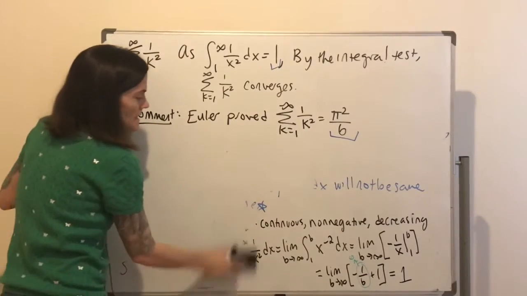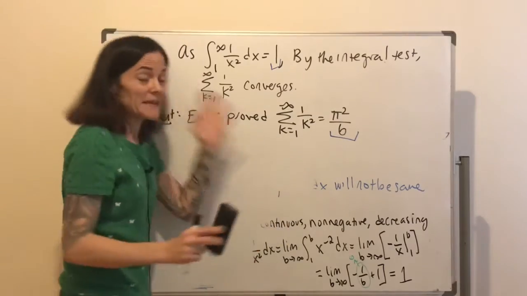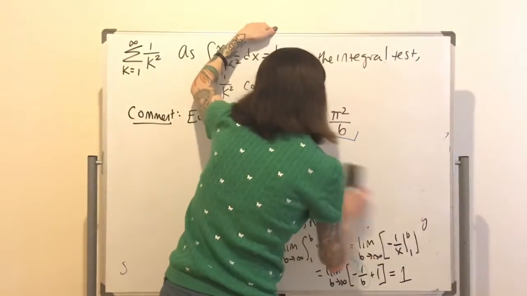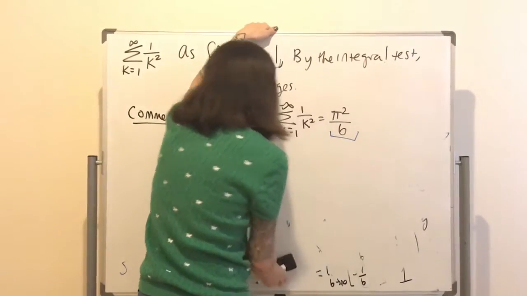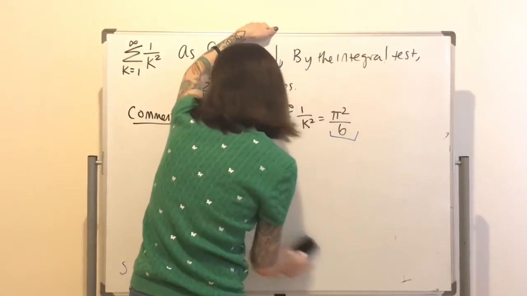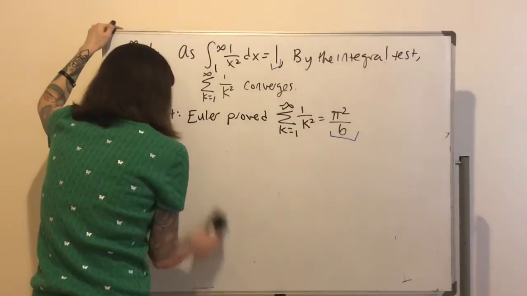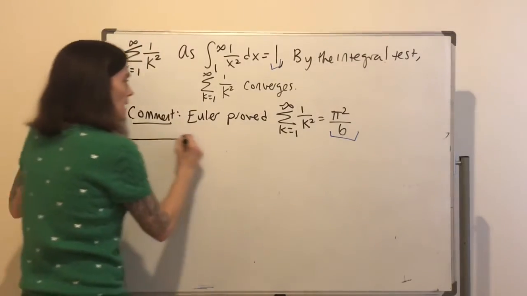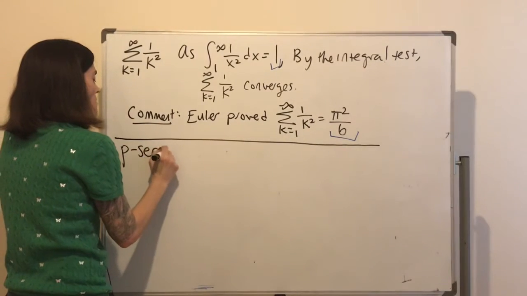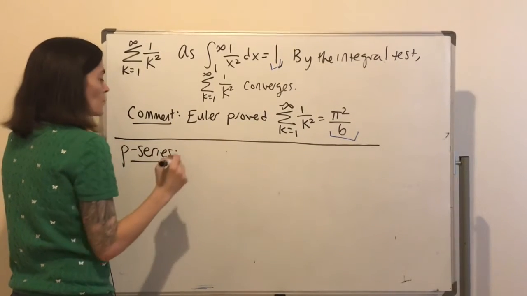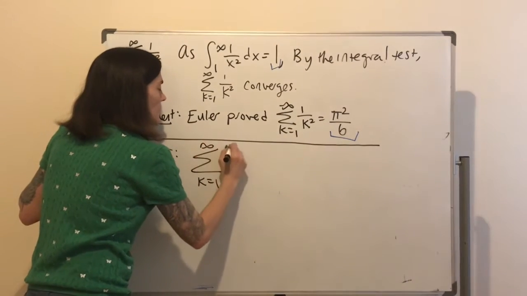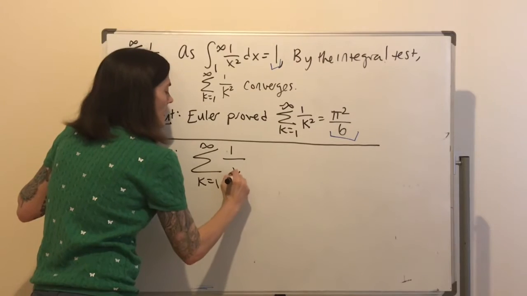Now, let me define P-series, which we will see this one is a type of P-series, and we will discuss when the P-series converges and diverges. So what is a P-series? Maybe I'll put a line. The P-series. Well, P-series look like this: k equals 1 to infinity, 1 over k to the p.